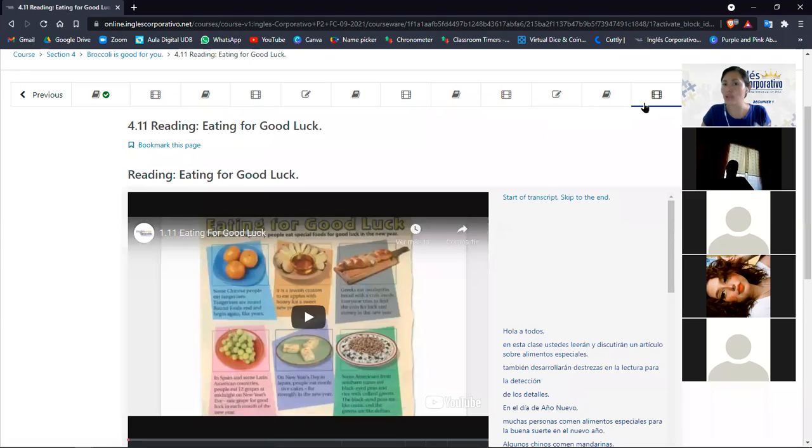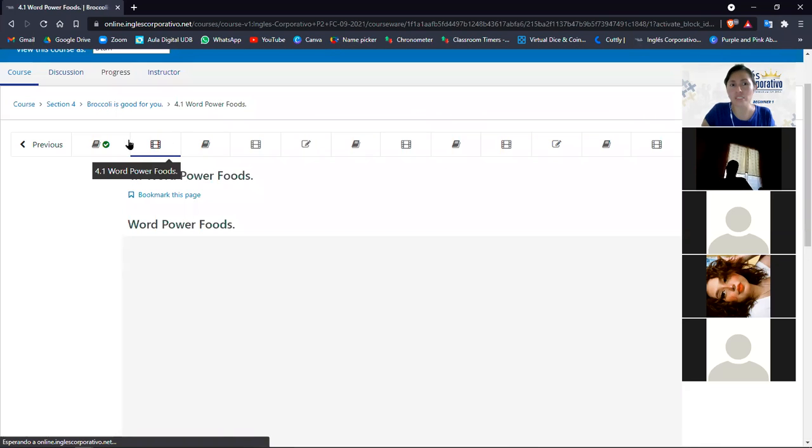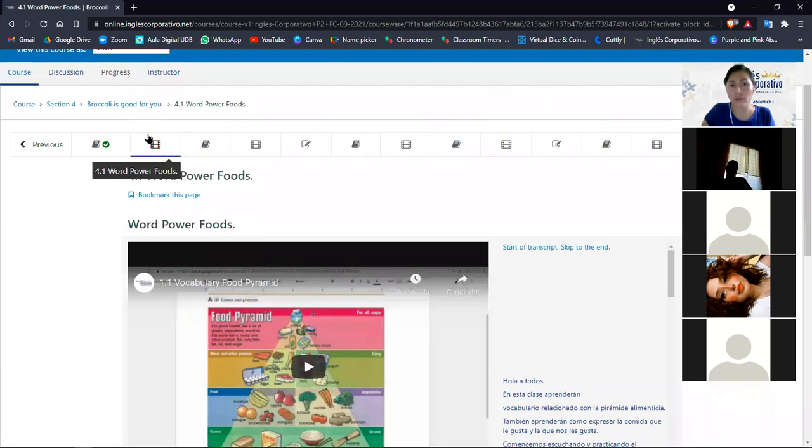The last thing, probably a reading. There's a reading about food, ¿verdad? And we're going to work on that. So far, por el momento, podemos decir that we have completed point 4 and 4.1, and by tomorrow, we will continue with the rest, okay?